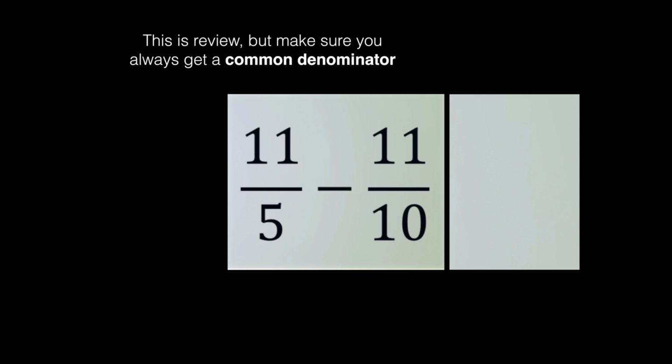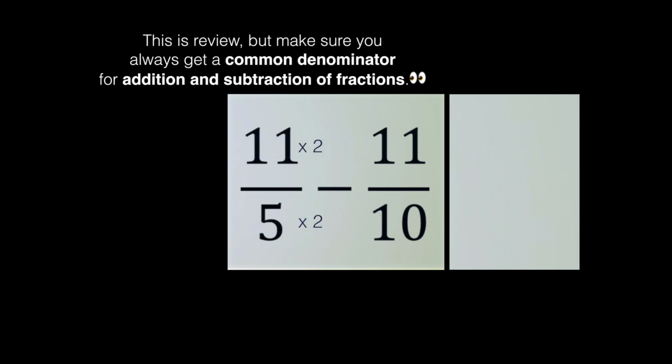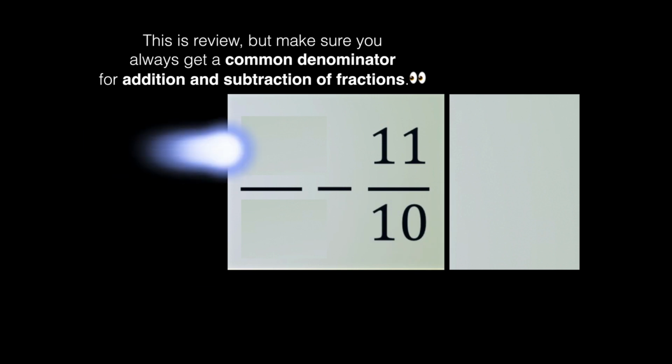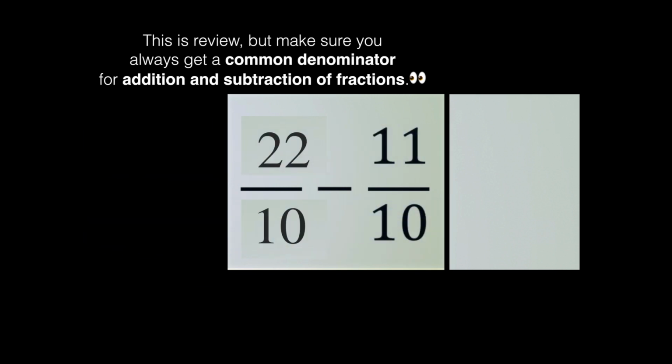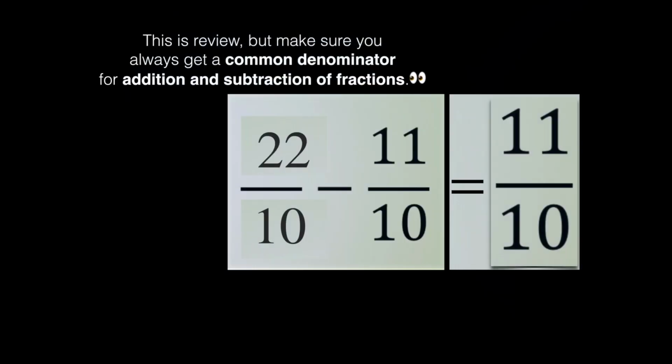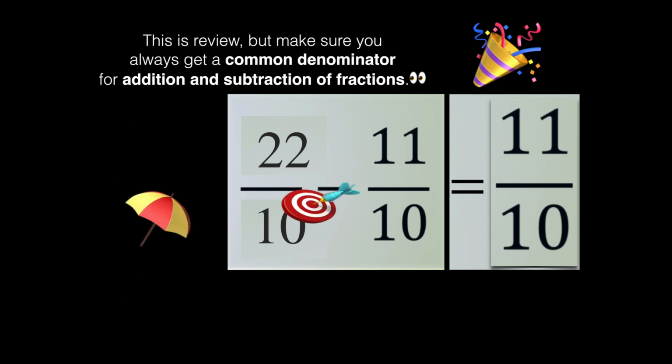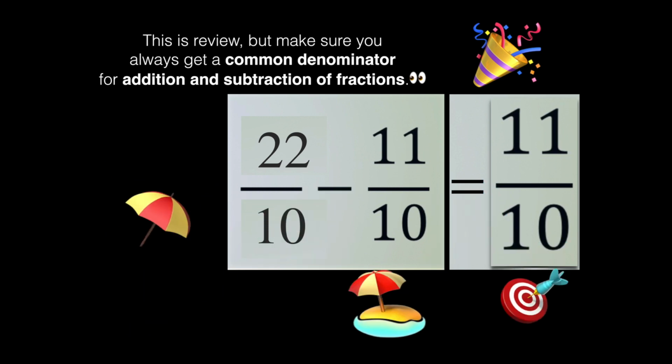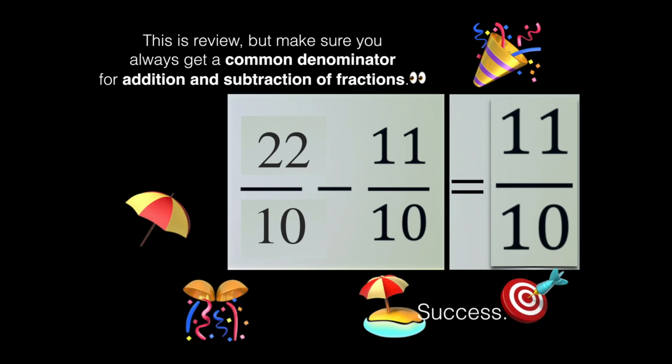This should be review, but make sure you always get a common denominator for addition and subtraction of fractions. So I'm going to multiply the top and bottom by 2. Hopefully you can tell that's going to give me a 10 on the bottom there in the denominator. And that fraction becomes 22 over 10. Now I can just subtract and get my answer and celebrate a little bit. We hit the bullseye. We got the correct answer. We were successful.